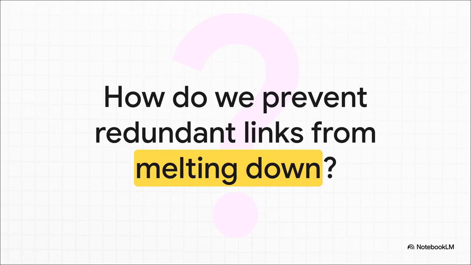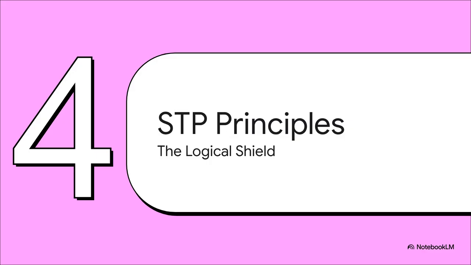Think of it like taking a microphone and holding it right up to a speaker until that feedback loops, screeches, and shatters the glass. That data traffic circulates endlessly, chewing up all your bandwidth until the network literally melts down. So how do we actually prevent this? Let's answer that in part 4, spanning tree protocol principles.